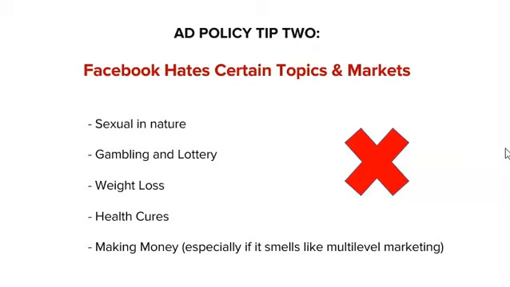Secondly, Facebook hates certain topics and niches. And these are the niches where a lot of fraud happens. And since there is no sure way to know if you are a potential fraudster or not, they just decided to block out these niches. We're talking about niches that are sexual in nature. We're talking about gambling and lottery, weight loss, health cures, and even sometimes making money, especially if the make money program you are promoting has to do with or smells like multi-level marketing. They don't like them. When you read the Facebook advertising policy, you will learn more about these things.